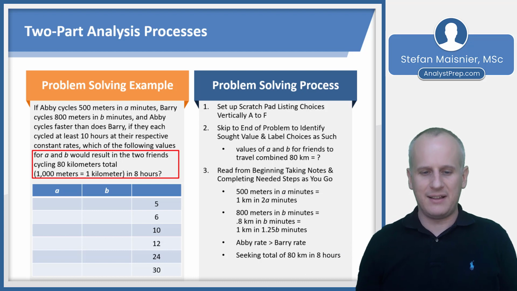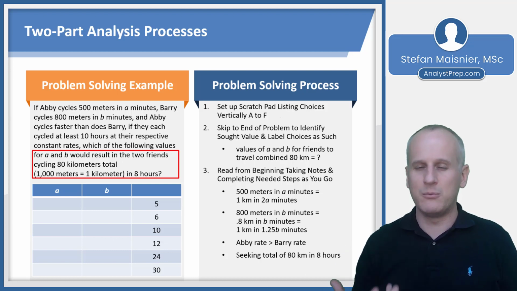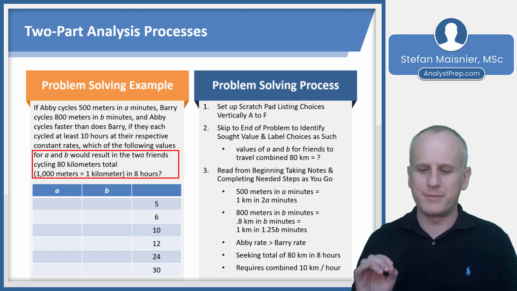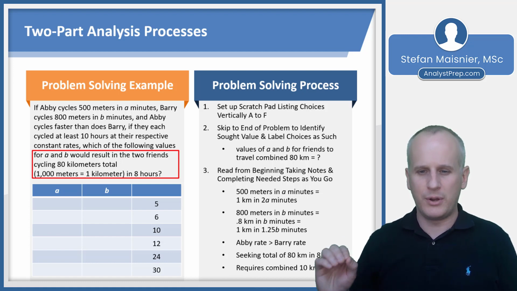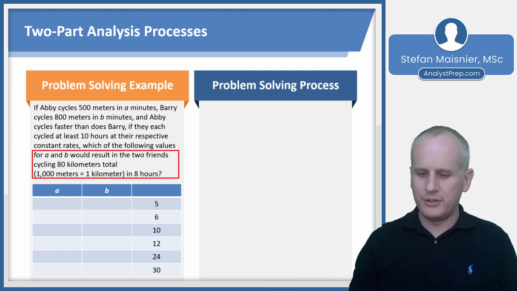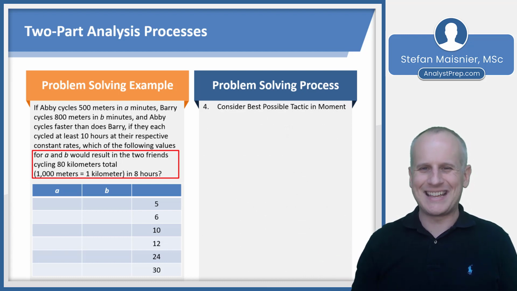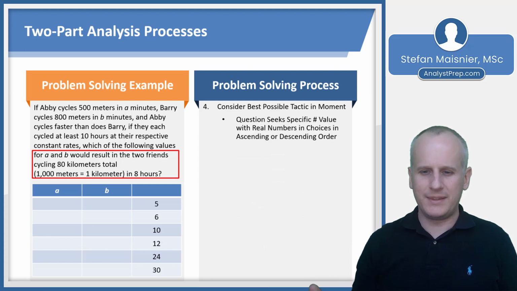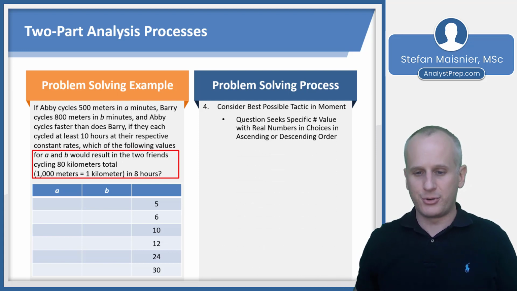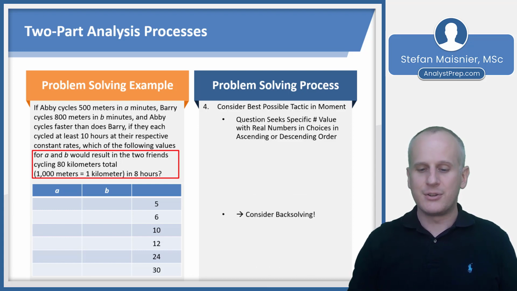So we need to go 80 kilometers in a total of 8 hours, and we know that our combined rate here is going to be 10 kilometers per hour for the 2 in total. So now, we look to our best tactic in the moment. And here we've got a question seeking a specific numeric value with real number in the choices in ascending order.